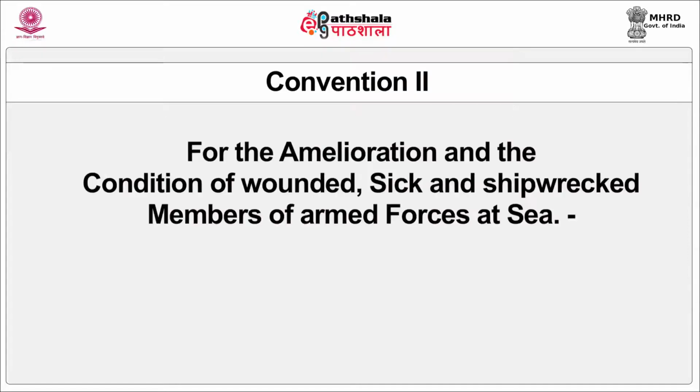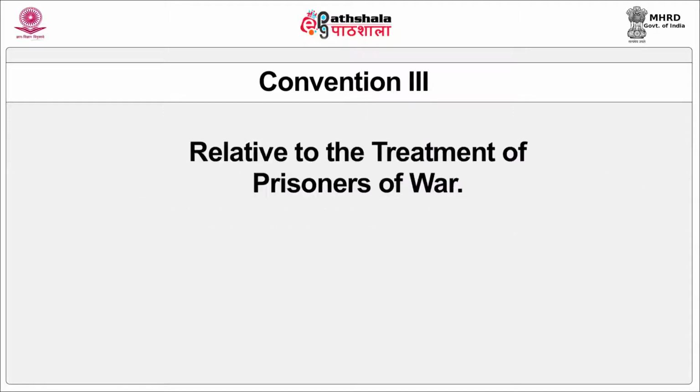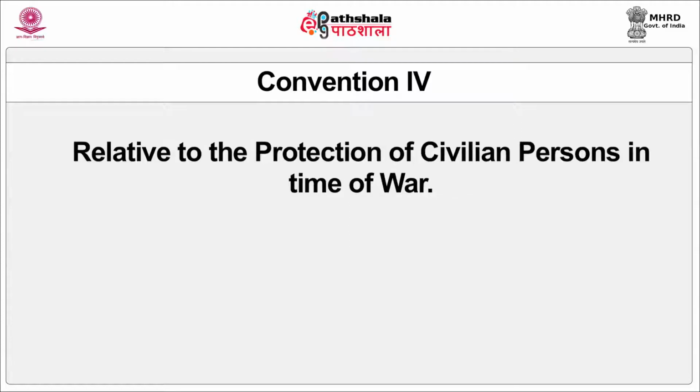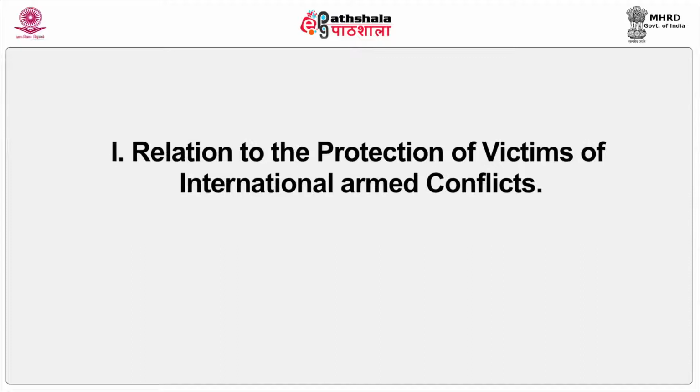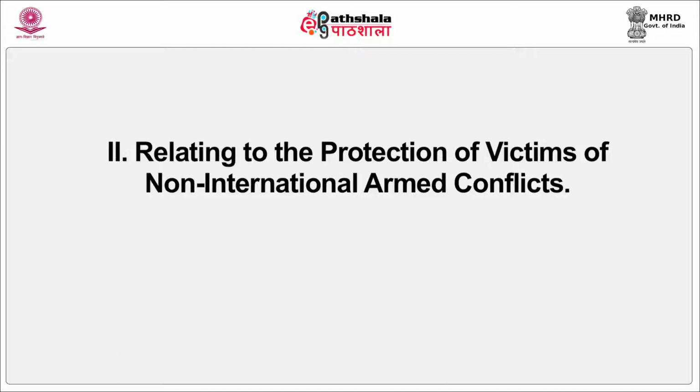Convention 2 for the amelioration of the condition of wounded, sick and shipwrecked members of the armed forces at sea. Convention 3 relative to the treatment of prisoners of war. Convention 4 relative to the protection of civilian persons in times of war. June 8, 1977: Additional protocols of the Geneva Convention are adopted, one in relation to the protection of victims of international armed conflicts, two relating to the protection of victims of non-international armed conflicts.